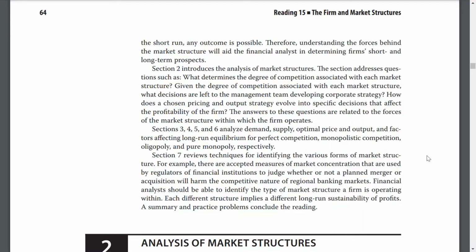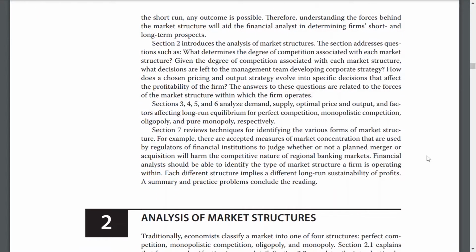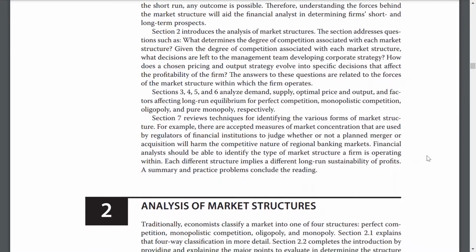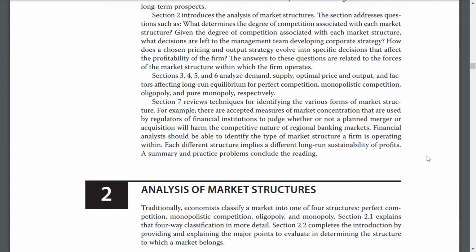Sections 3, 4, 5, and 6 analyze demand, supply, optimal price and output, and factors affecting long-run equilibrium in perfect competition, monopolistic competition, oligopoly, and pure monopoly, respectively. Section 7 reviews techniques of identifying the various forms of market structures.